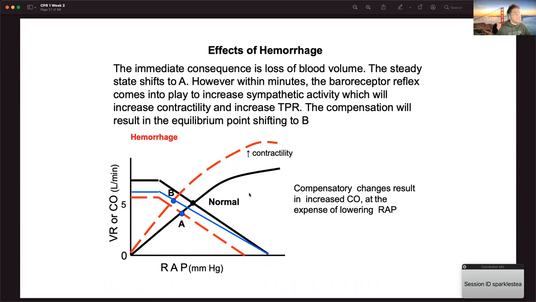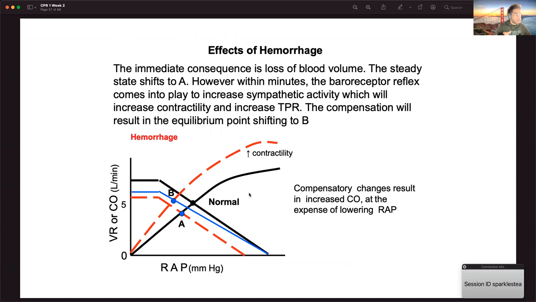Hemorrhage. Okay. Is hemorrhage working on the venous return, or is it working on the venous function curve, or is it working on the cardiac output curve? Venous function curve, absolutely. Because remember, your blood volume is lost. There's a significant blood volume loss.